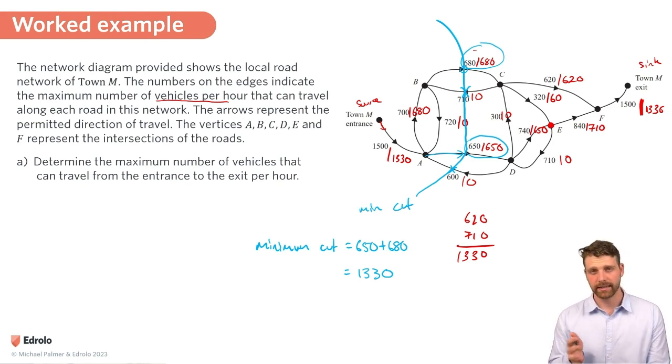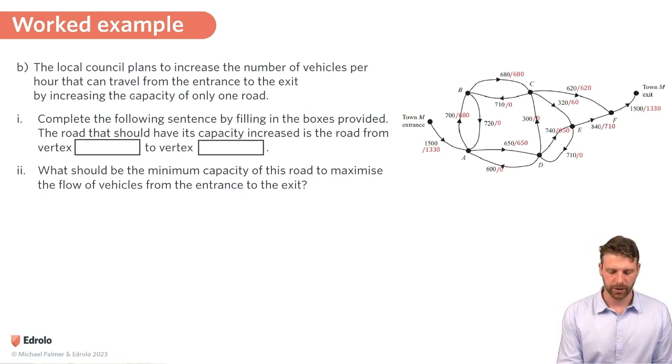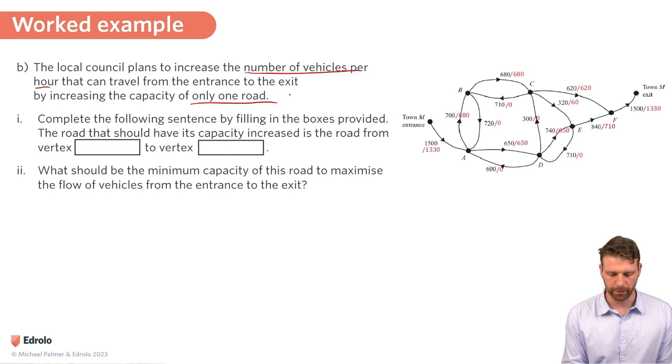Okay, notice that I did a trial and error method here, and it wasn't a perfect algorithm, but we did manage to get the correct final answer. Let's move on. Okay, on to part B. Let's have a read, see what it wants from us. It says the local council plans to increase the number of vehicles per hour that can travel from the entrance to the exit by increasing the capacity of only one road. Okay, so we're trying to increase the number of vehicles per hour, and we can only change one road.